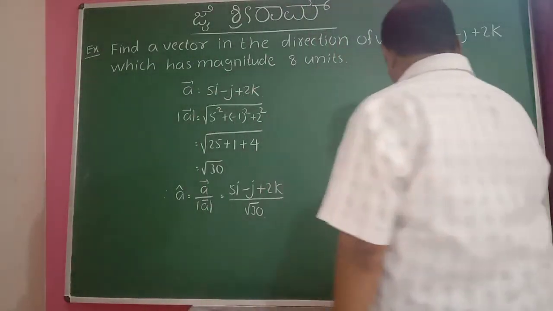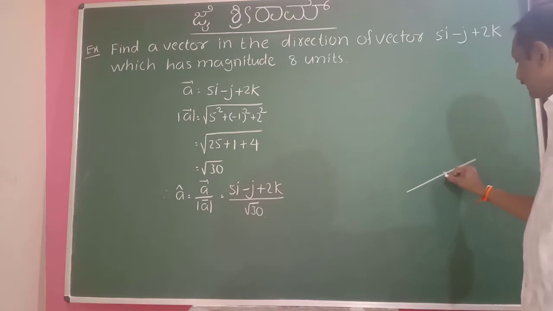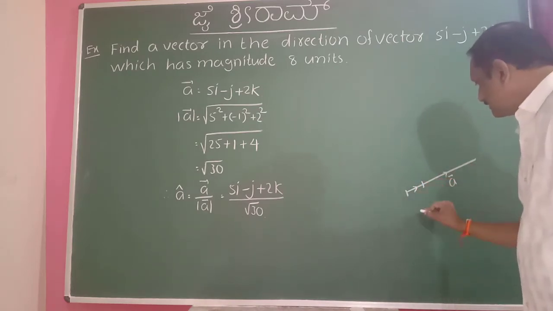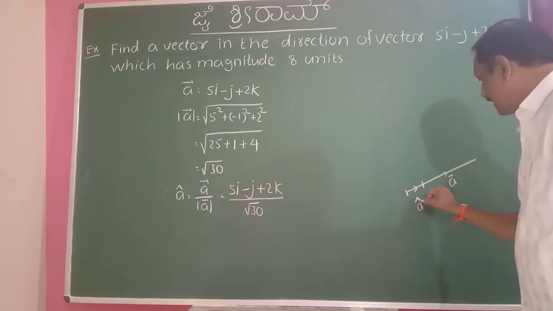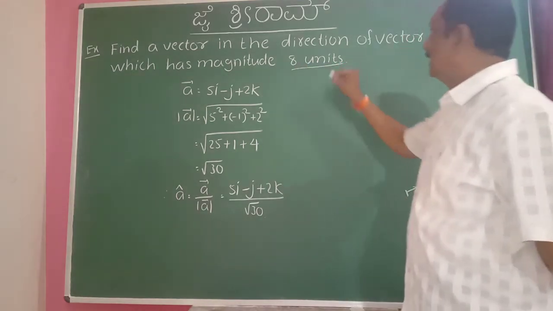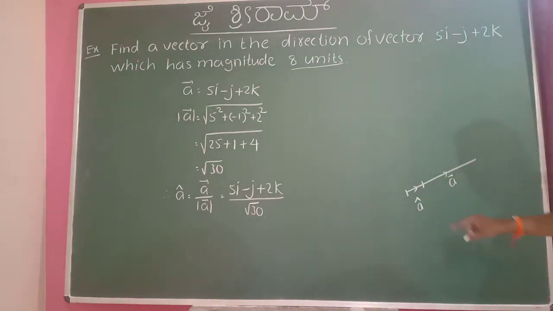Suppose a bar is a given vector and a cap is a unit vector, which means its length is 1 unit. Here we want a vector of magnitude 8 units. If you multiply 8 to this unit vector, then you will get a vector of magnitude 8 units. This is 1 unit, second, third, fourth, fifth, sixth, seventh and eighth, like this. So you get a magnitude of 8 units.